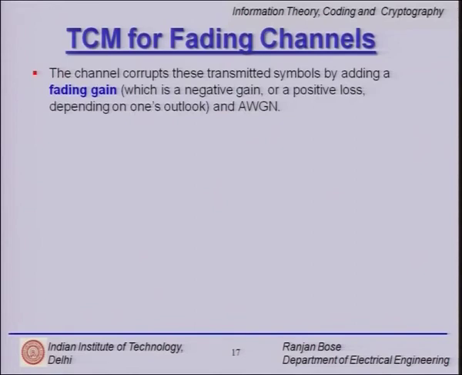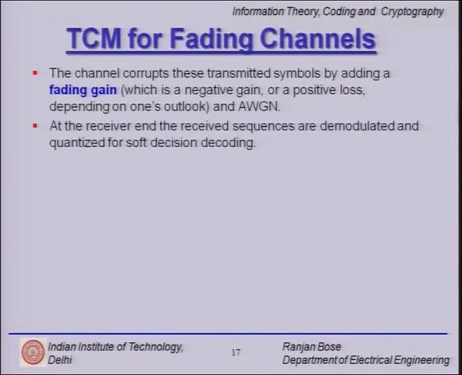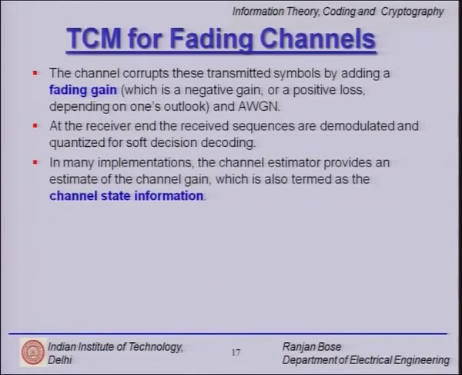Now, the channel corrupts these signals by adding a fading gain, and it also has additive white Gaussian noise. So, the fading gain is a multiplicative gain. At the receiver end, the received sequences are demodulated and quantized for soft decision decoding, and in many implementations the channel estimator provides an estimate of the channel gain.